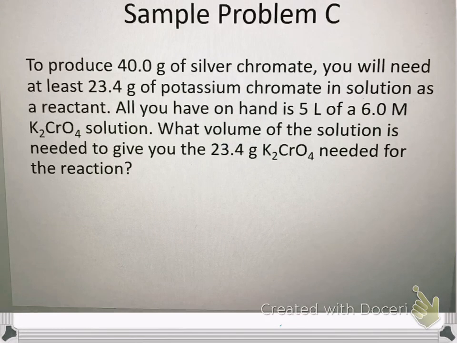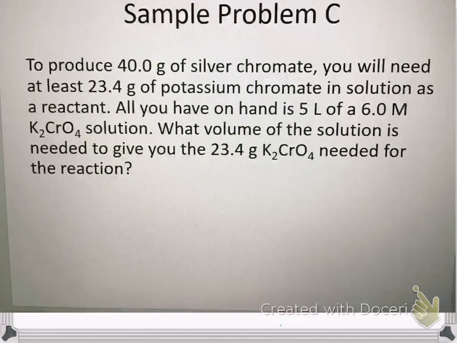All right, let's take a look at sample problem C together. Initially, this looks like a lot, but I'm going to tell you in a second, there's a lot of extraneous information. So let's go ahead and dive in. To produce 40 grams of silver chromate, you will need at least 23.4 grams of potassium chromate. Oh, they gave us two different compounds. Let's keep reading.